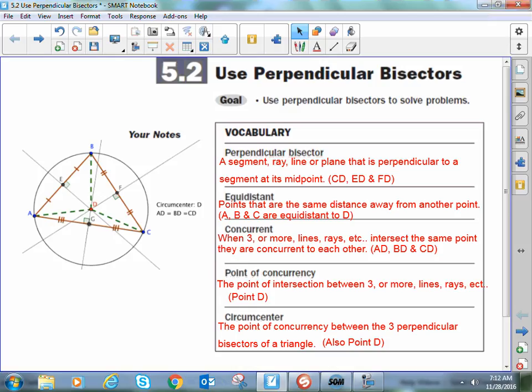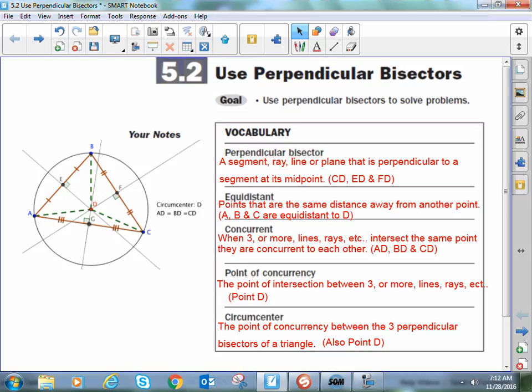One of the interesting things about these segments is that if you construct all three perpendicular bisectors inside of a triangle, they happen to intersect at the same place. What that means is that anytime I have three or more lines that intersect at the same point, that is known as a point of concurrency. So looking at the vocabulary here, that's where we're saying point of concurrency. In the diagram that I'm providing here, that is point D.